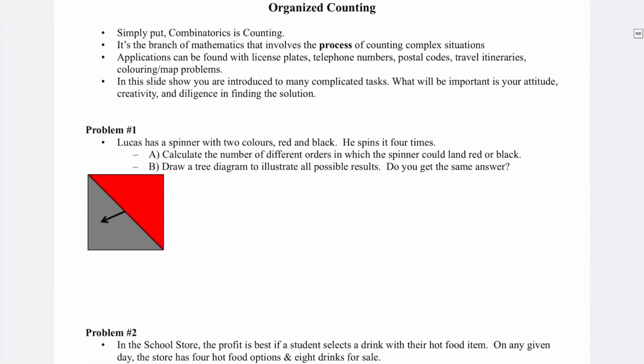All right, now that you've done the above assignment, as you were told to do, listen to me. Now we're going to go to a bit more of the lesson for today. Organized counting is, simply put, combinatorics. It's just counting. It's that simple, but yet it's a university branch of mathematics. It's a branch of mathematics that involves a process of counting complex situations, and applications can be found with license plates, with telephone numbers, with postal codes, with travel itineraries, with coloring and map problems. Really, the possibilities are quite endless and quite interesting and fun.